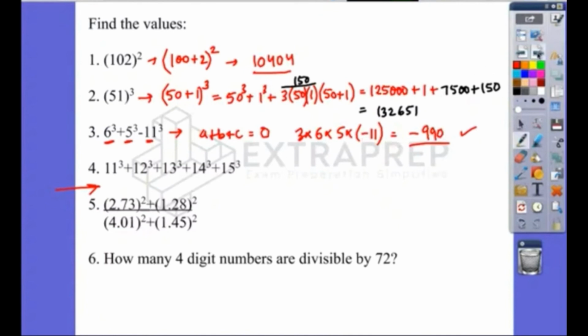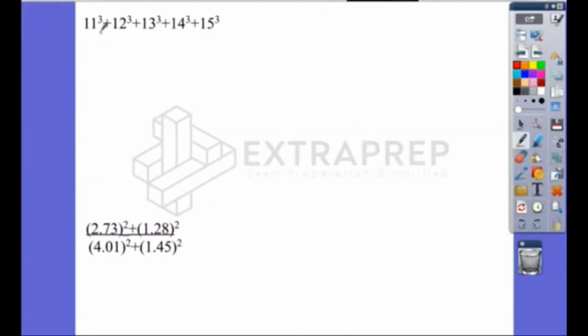Nice. Let's look at the fourth question on the next page. See, we need to find 11 cube plus 12 cube plus 13 cube plus 14 cube plus 15 cube. 11 cube is 1331. 12 cube is 1728. 13 cube is 2197. 14 cube is 2744. And 15 cube is 3375.